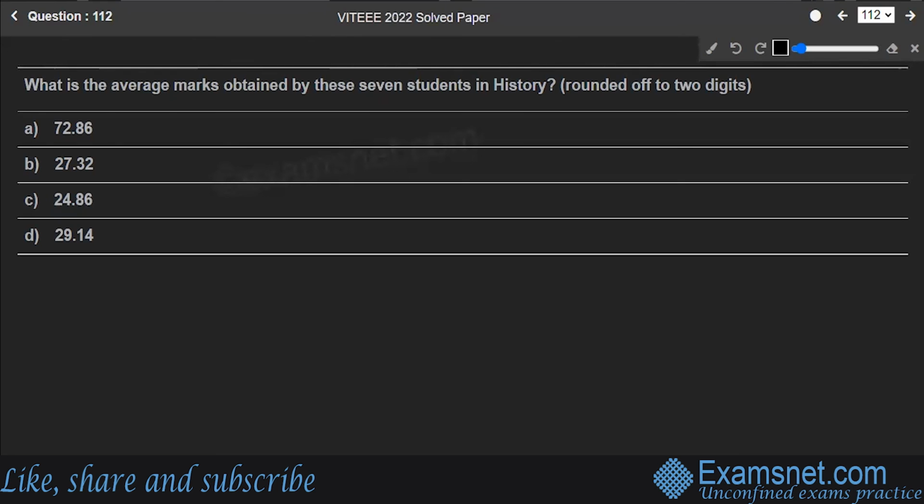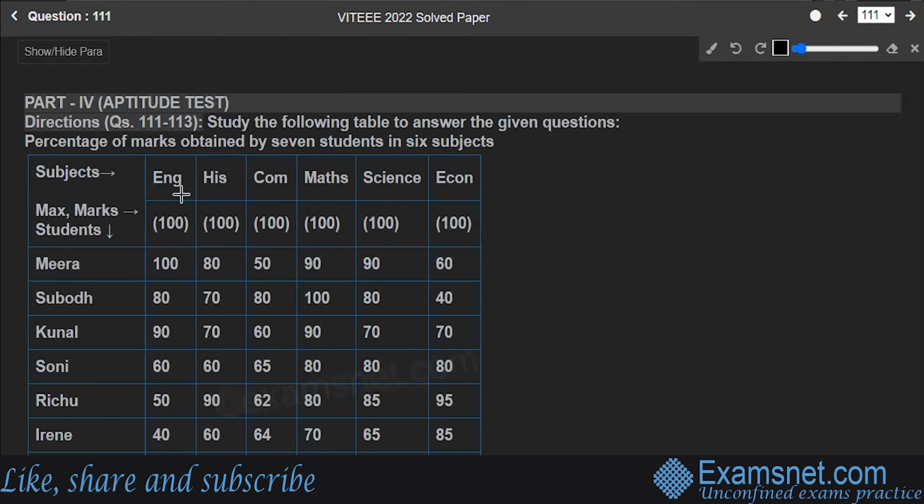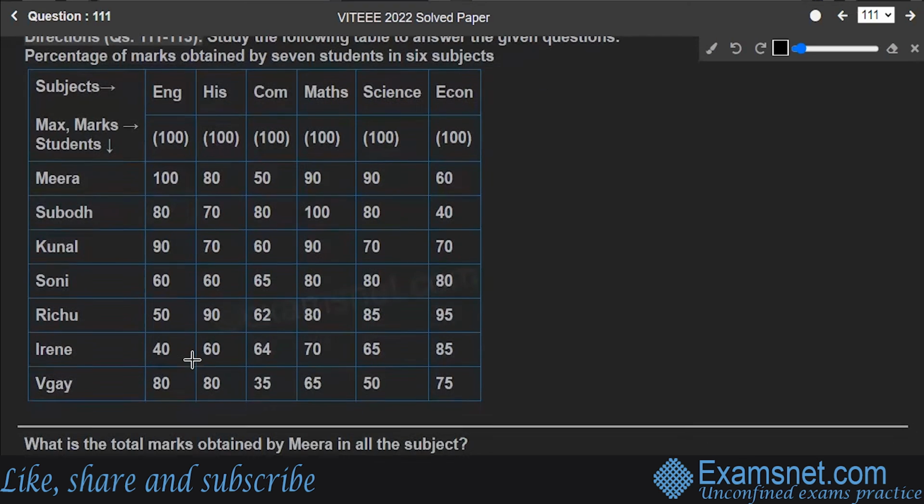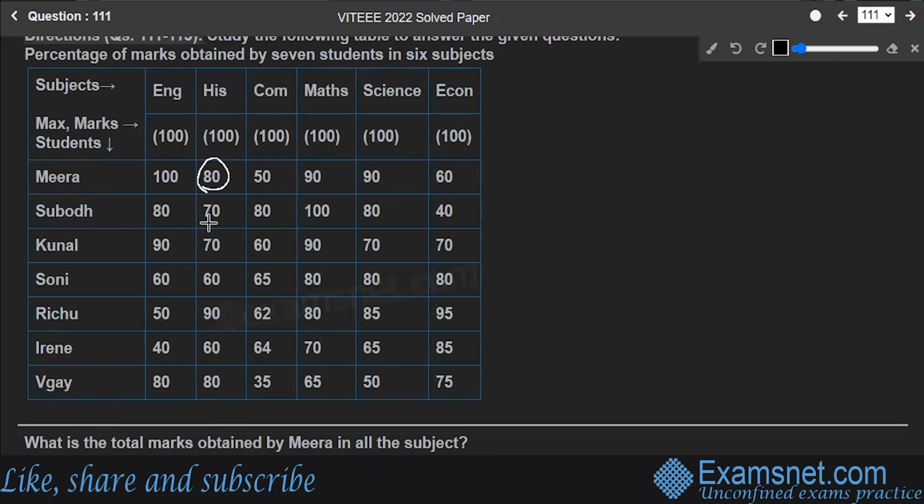Question number 112. What is the average marks obtained by these 7 students in history, rounded off to 2 digits? So I have to use the same table again. History is the subject they are talking about. Here is the history. Total marks scored by the 7 students: 80, 70, 70, 60, 90, 60, 80. Let's add all of them.